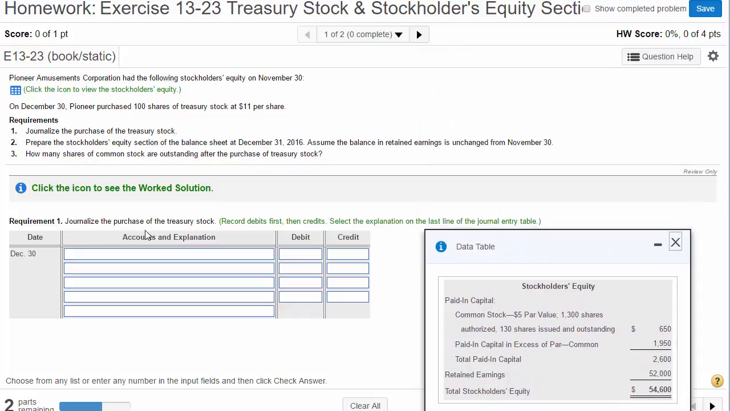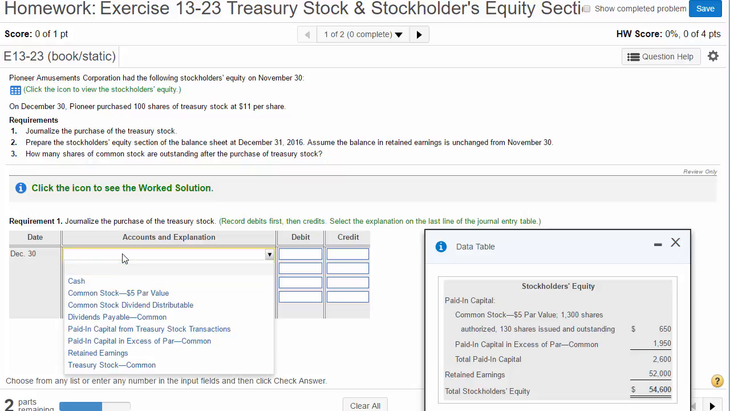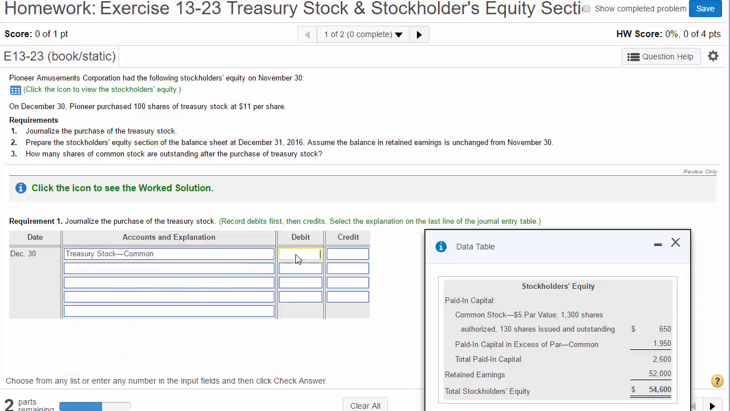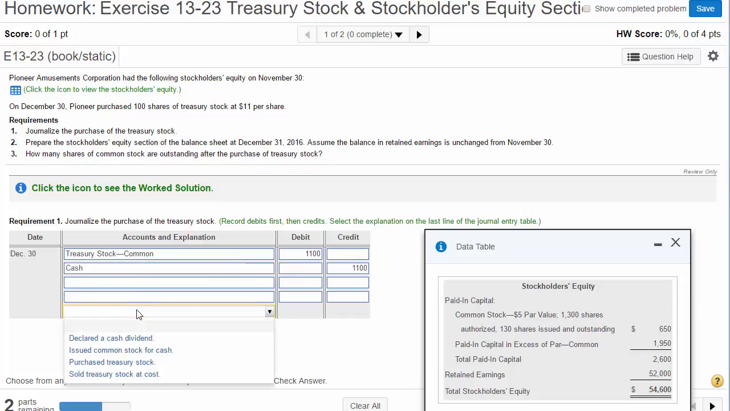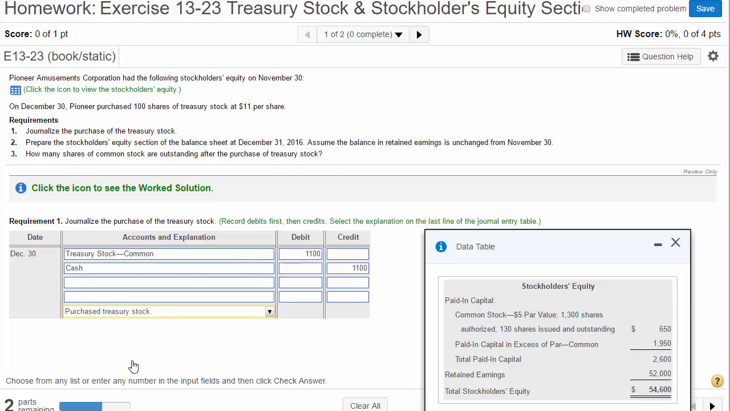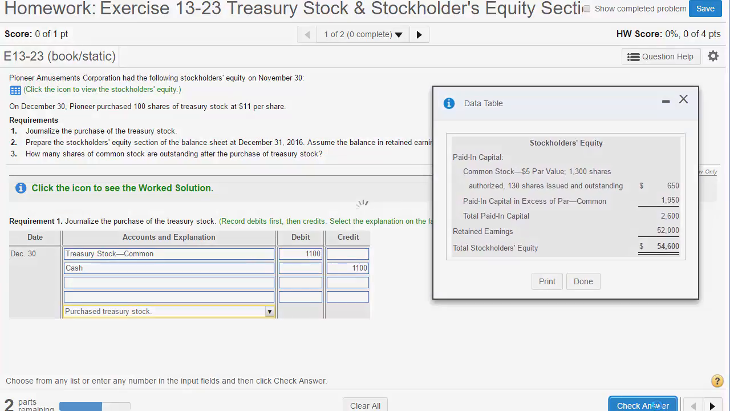So requirement 1, journalize the purchase of the Treasury stock, record debits first, select the explanation on the last line of the journal entry table. On December 30th, we purchased 100 shares of Treasury stock. Treasury stock is a contra equity, therefore it goes up on the debit side. And we bought 100 shares at $11. That's $1,100. We know the credit's going to be $1,100, and that's going to be cash. Cash is going down. So we purchased Treasury stock. Check our answer.